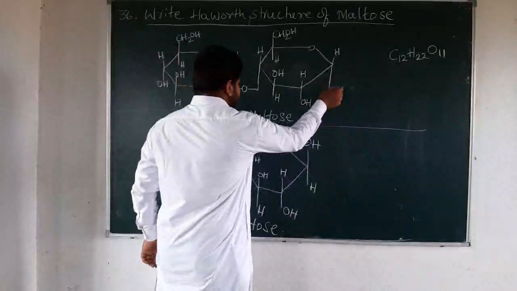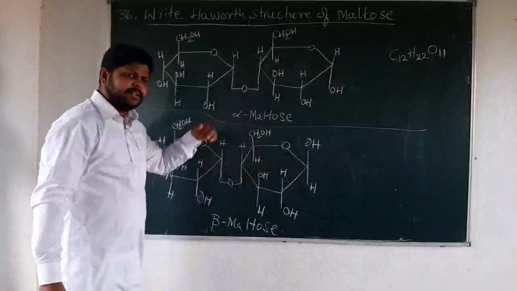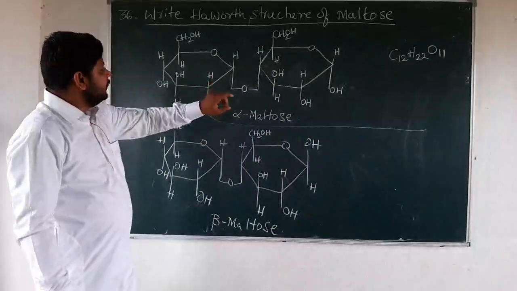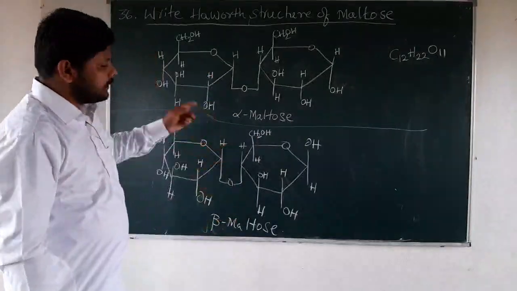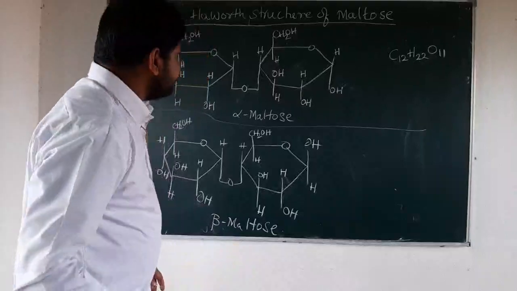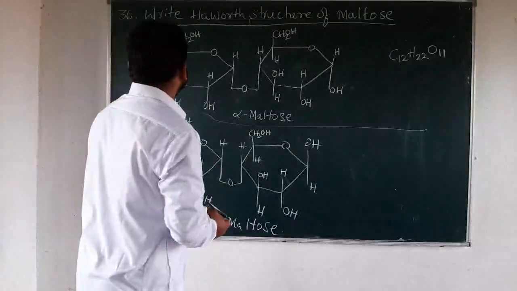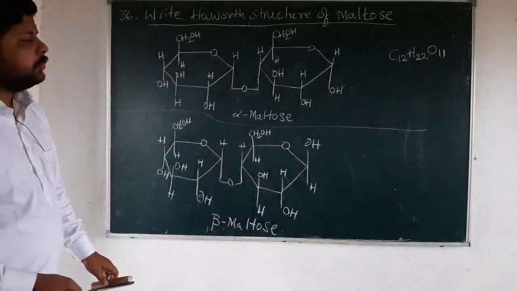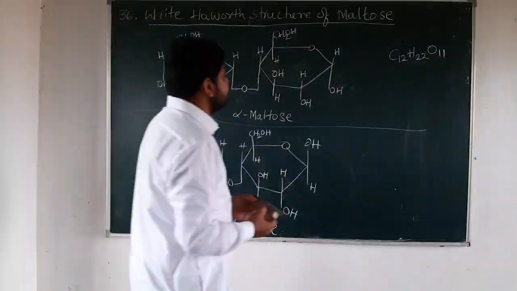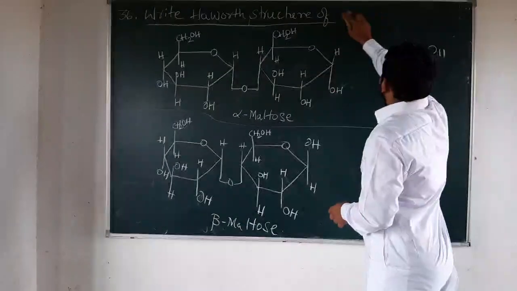If you write OH here and call it beta maltose, then it will be wrong. So you have to write carefully. This is for maltose. Note this, practice this. Question number 36. Okay, next I will give one more structure: write the Haworth structure of lactose.